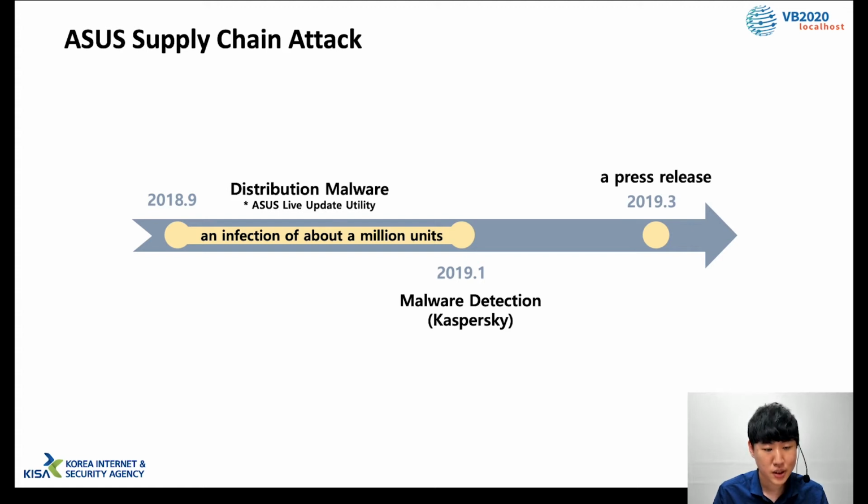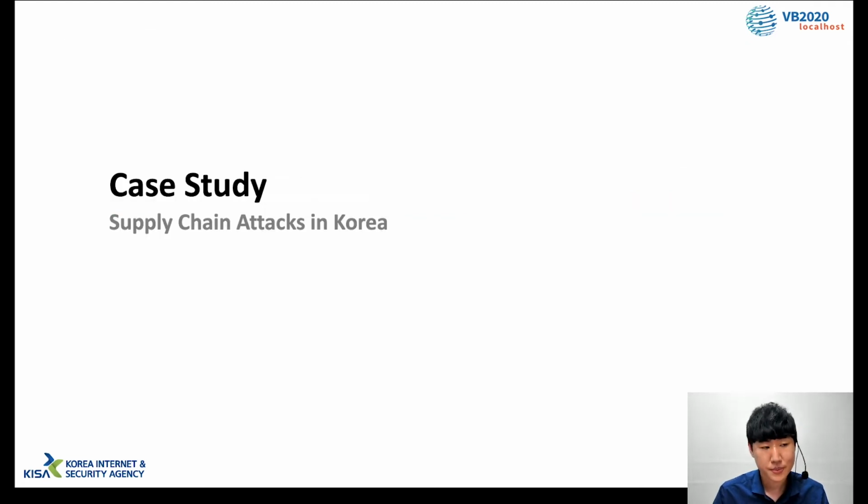Kaspersky reported that its solution detected about 57,000 infected PCs, and more than 1 million PCs were probably infected worldwide. Now, I'm going to review the 5 cases of supply chain attacks that we analyzed.